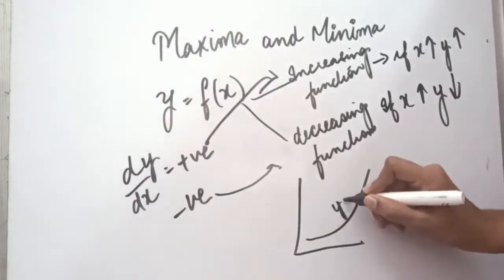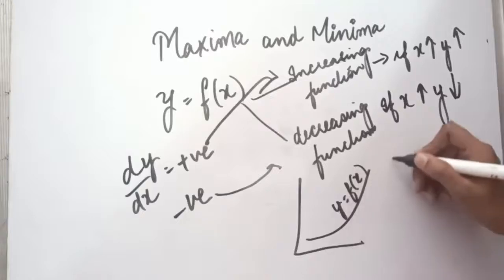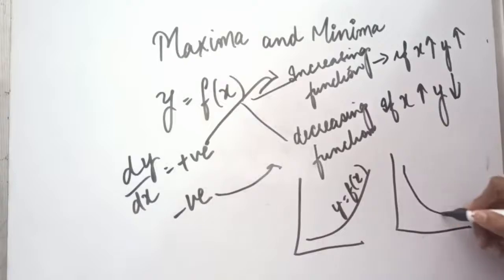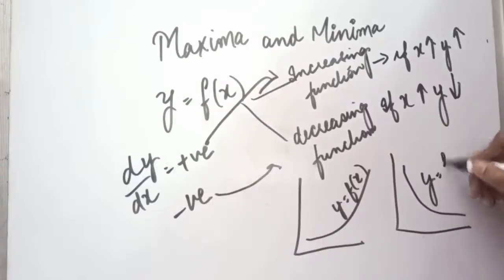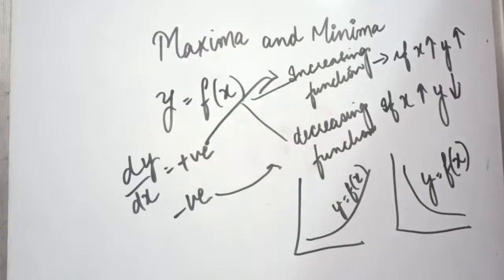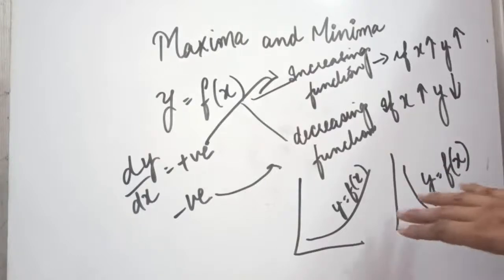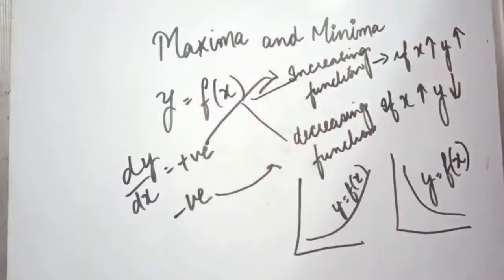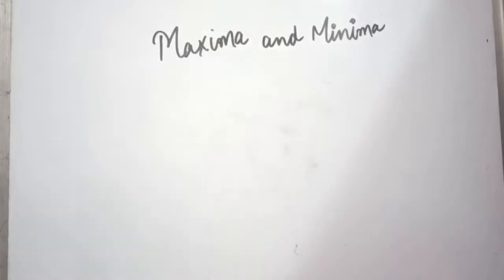Here we say that y is the increasing function of x, and in such diagrams we say that y is the decreasing function of x. In both cases y is a function of x, but here y is an increasing function and here y is a decreasing function. Depending upon this only we decide whether it is minima or maxima, which we will see practically in further questions. Now in order to check the functions which are maxima or minima, we have two methods.